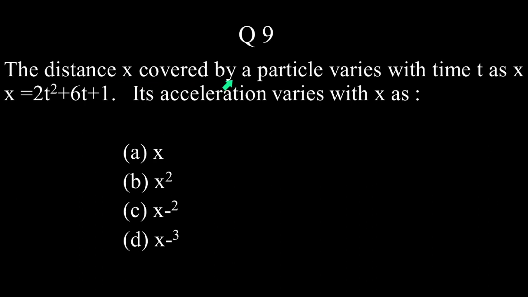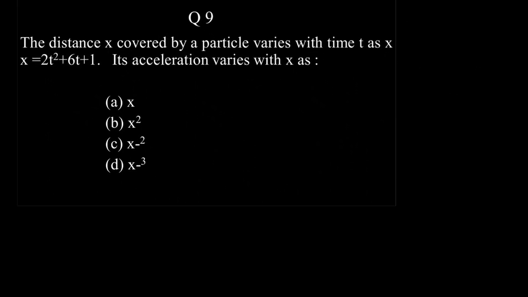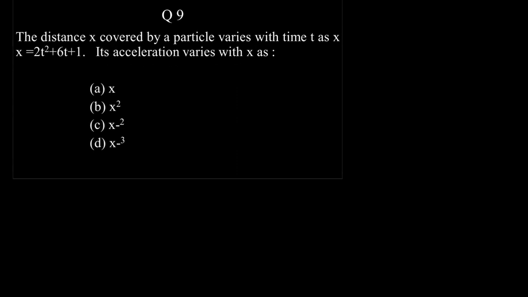The distance x covered by a particle varies with time as x is equal to 2t square plus 6t plus 1. Its acceleration varies with x as. Well, if you actually try to understand this question, it is a direct application of differentiation. Let's start solving it right away.